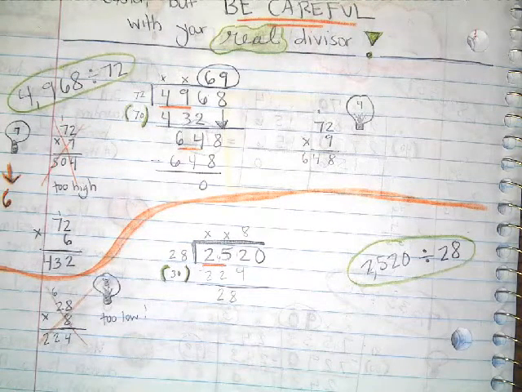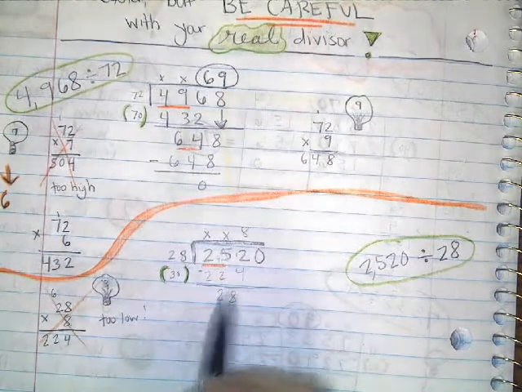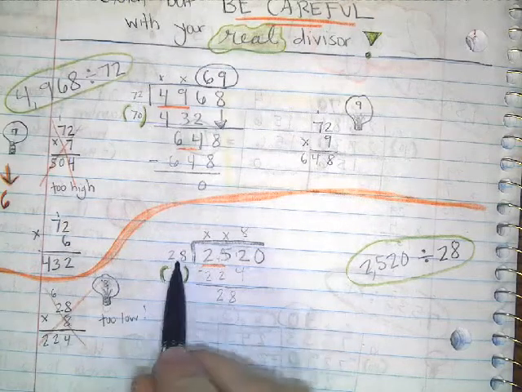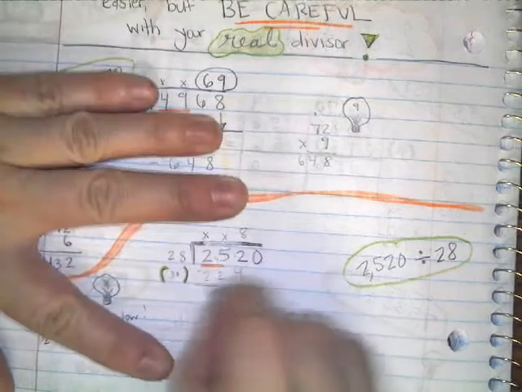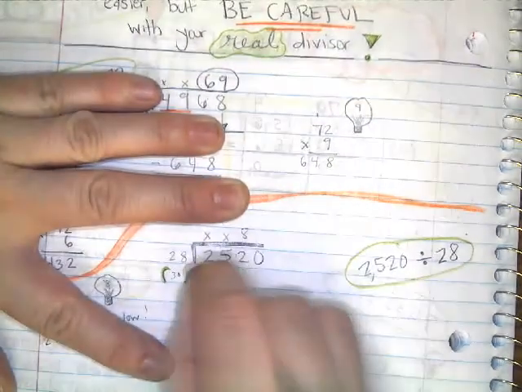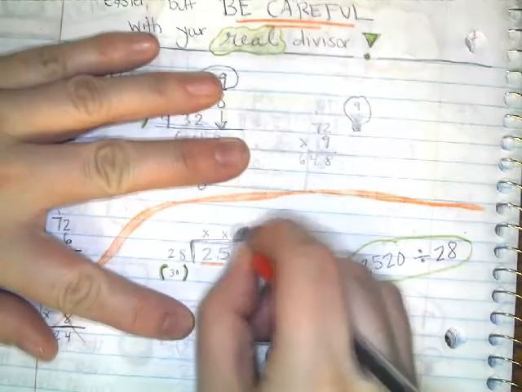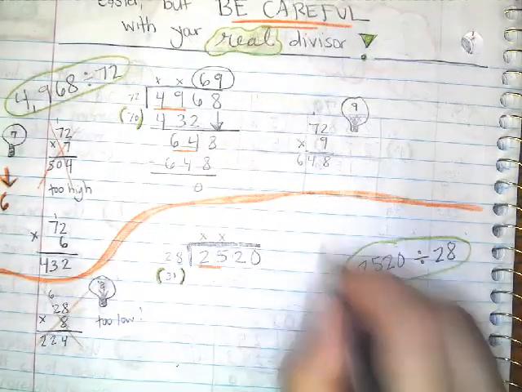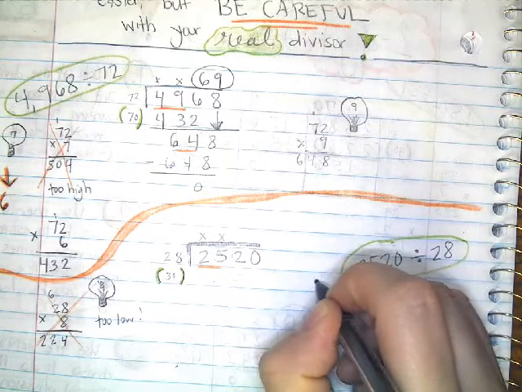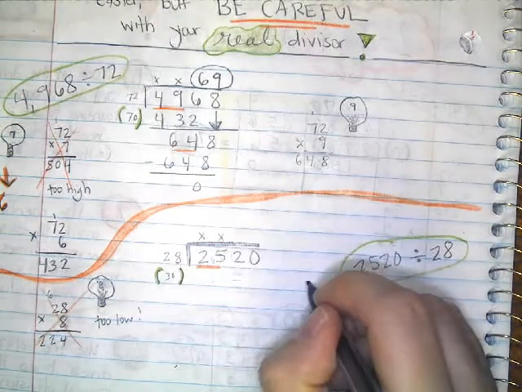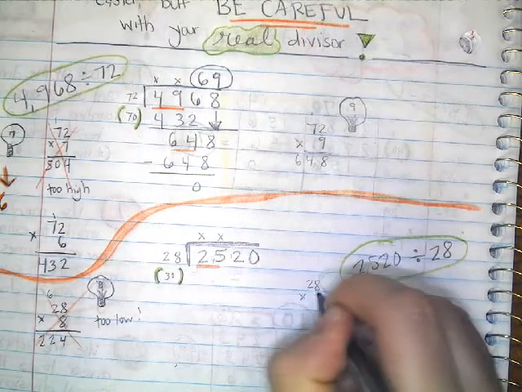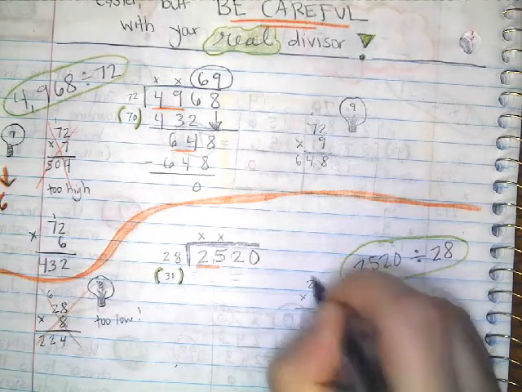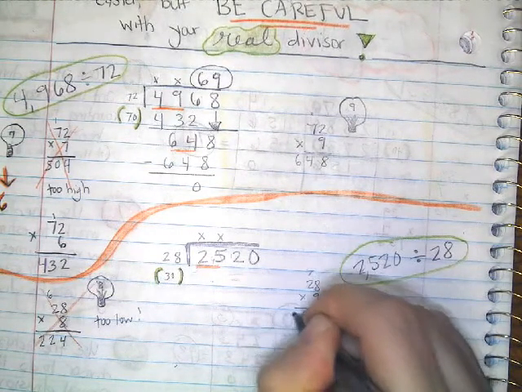This was too low. Too low. So it can't be 8, because I cannot get a leftover down here that is equal to the divisor. So erase. And let's try 9. That one was too low, so we're going to try 9. 28 times 9.